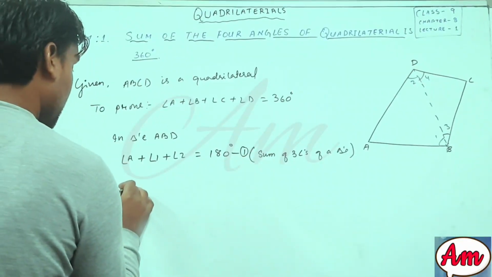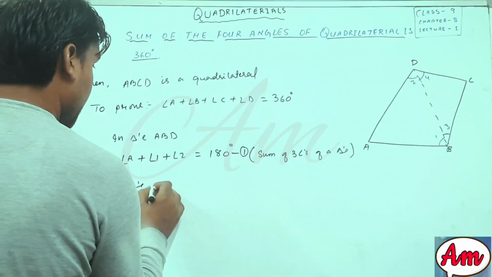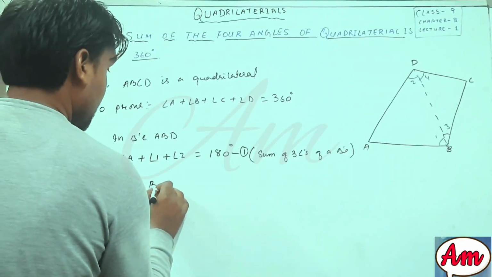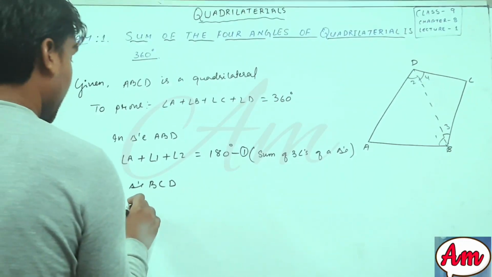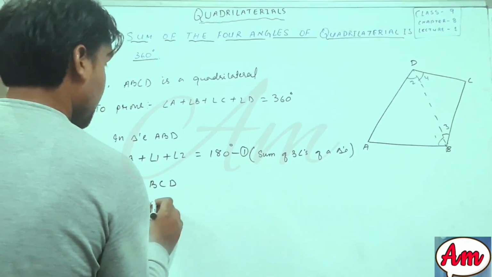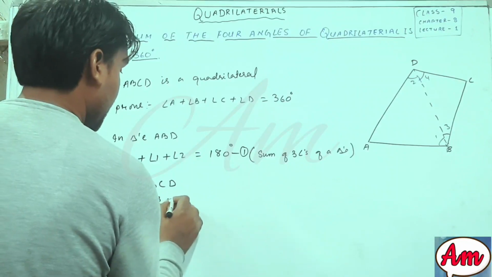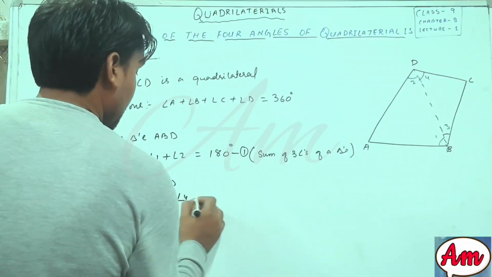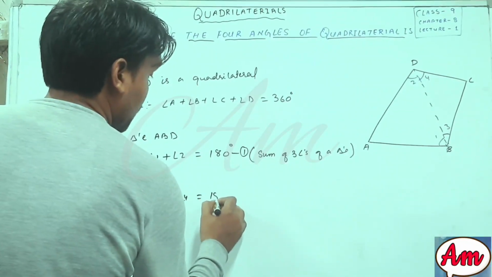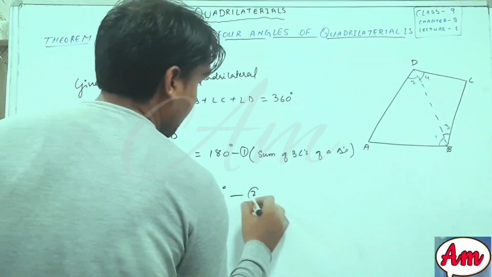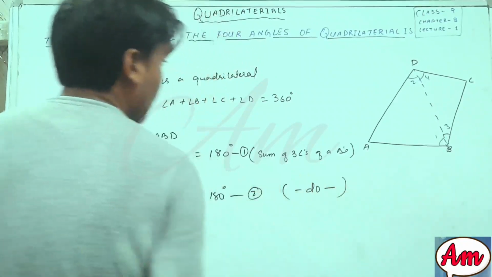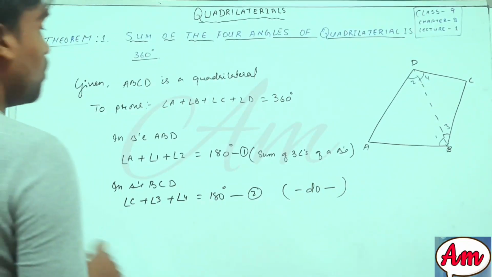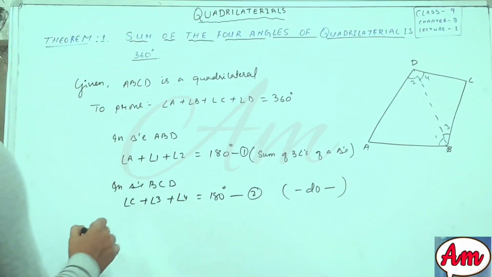Again, what I will do, you will take it in triangle BCD. So in triangle BCD, dear students, what are the angles? Angle C plus angle 3 plus angle 4 equals what? We are getting 180 degrees. Equation number 2, reasons remain the same. Now we are going to add equations 1 and 2.